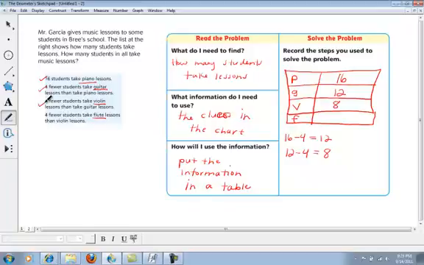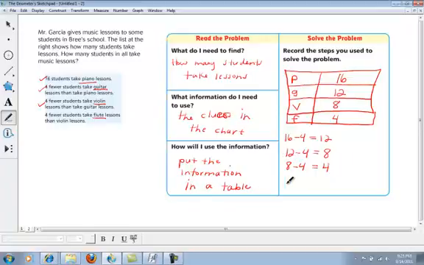Now let's look at our last clue. 4 fewer students take flute lessons than violin lessons. Well, 8 students take violin lessons, and since 4 fewer students take flute lessons, that leaves us with 4 students that take flute lessons. Okay, my chart's filled in, but what did I need to find? Oh yeah, how many students take lessons?